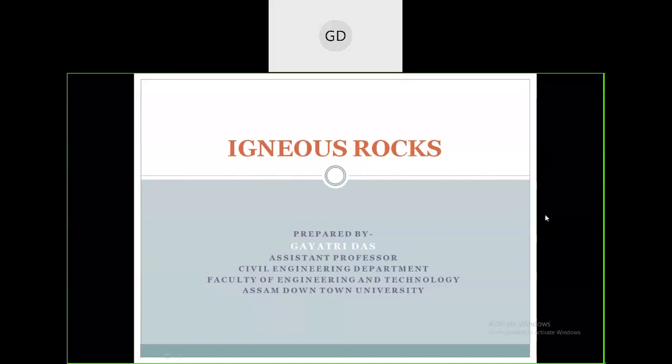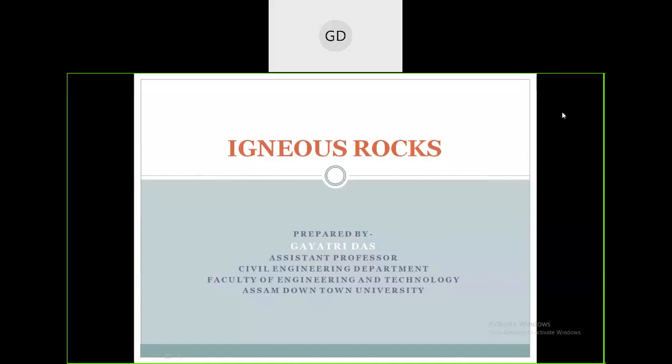Okay, so last class we have learned about the igneous rock. Somebody's mic is on, I guess. Viviki, you mute yourself. Okay, you are able to see my screen, right? Yes, ma'am.